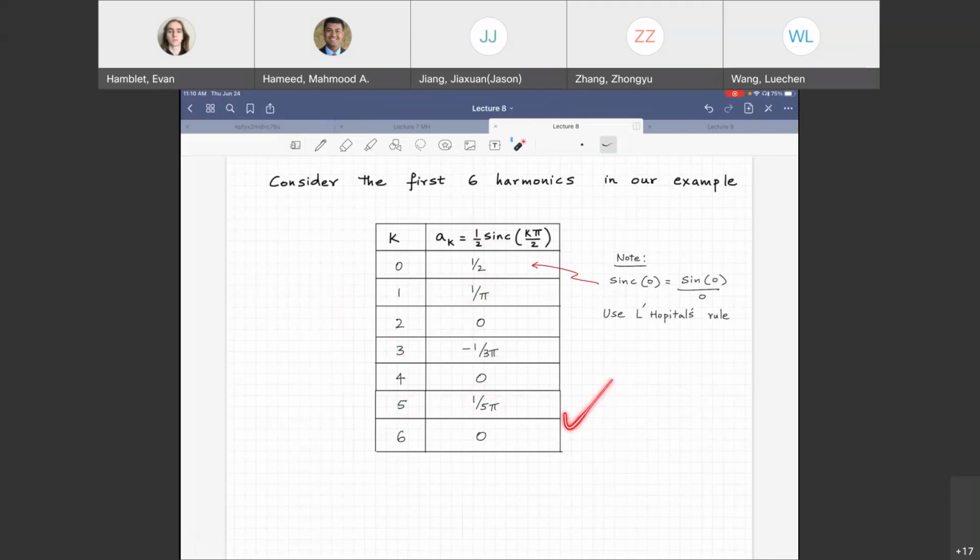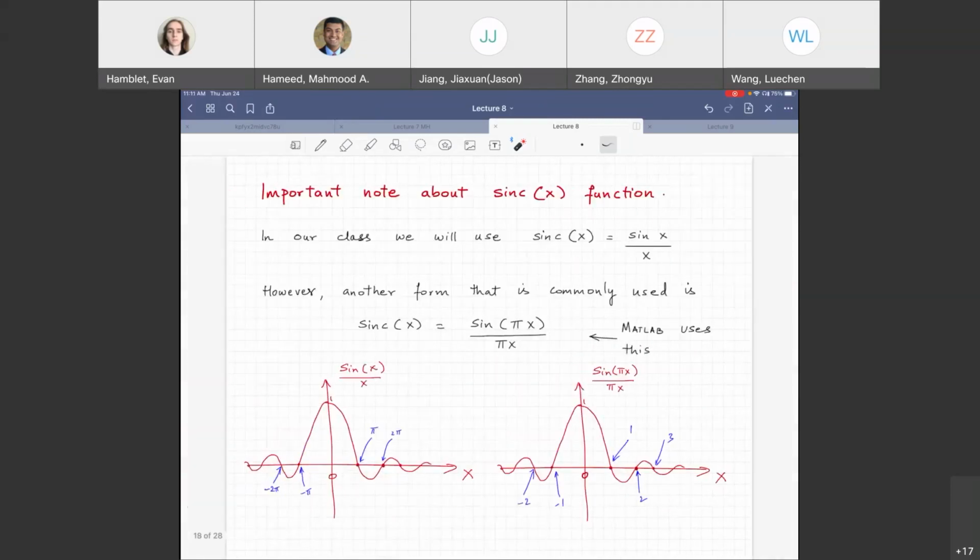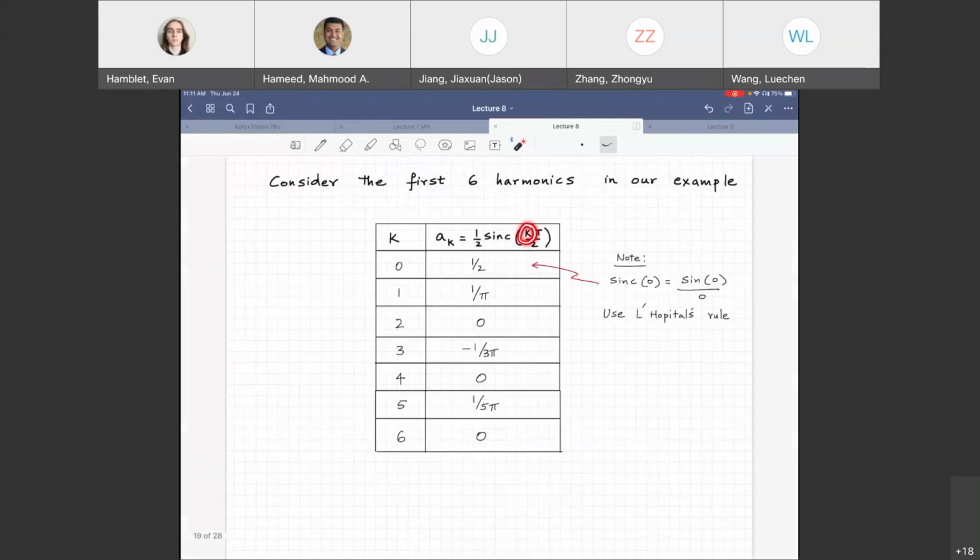Now, if you can do this for positive k, you can also do this when k is negative, right? You can plug in k as negative 1, negative 2, negative 3. Are the values going to be different? A sinc function is even or odd? Even, right? So if a sinc function is even, plugging in a plus k or a minus k should give me the same thing. So minus 1, minus 2 are going to give me the same answers as the positive ones.